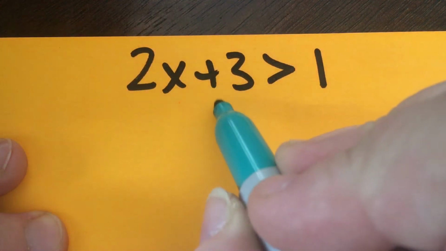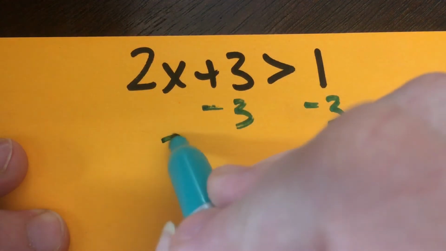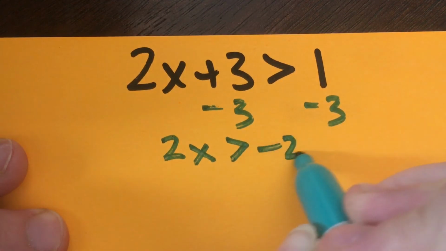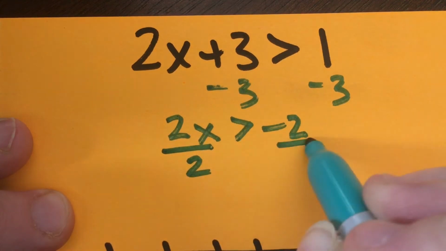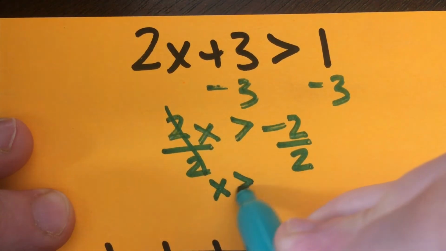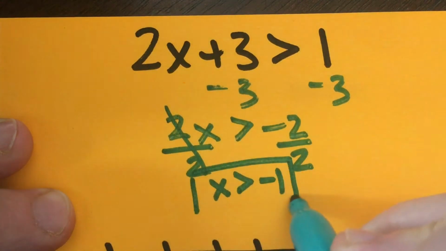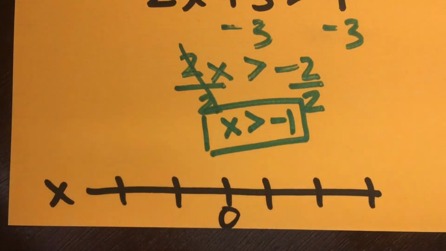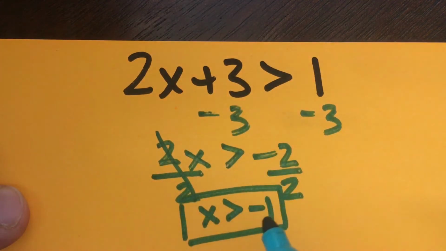So if I'm adding 3, I need to undo it. I'm going to subtract 3 from both sides, and so then I get 2x is greater than 1 subtract 3, which is negative 2. And then it's 2 times x, so I undo it by dividing both sides by 2. These cancel out to make a 1, and so this is x is greater than, and then negative 2 divided by 2 is negative 1. So now I have x is greater than negative 1. Now it looks like the prior video, right? The only thing different here is sometimes you have to do some undoing to isolate the value that is in relationship to x.